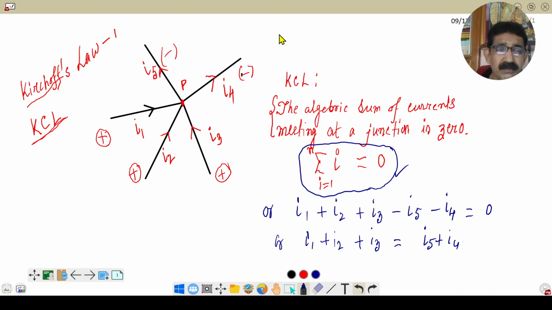You have to solve so many numerical problems, and then you will be master of the application of this type of problems. Okay, now let us discuss the second law, Kirchhoff's voltage law, KVL. One is named KCL and the second law is known as KVL.